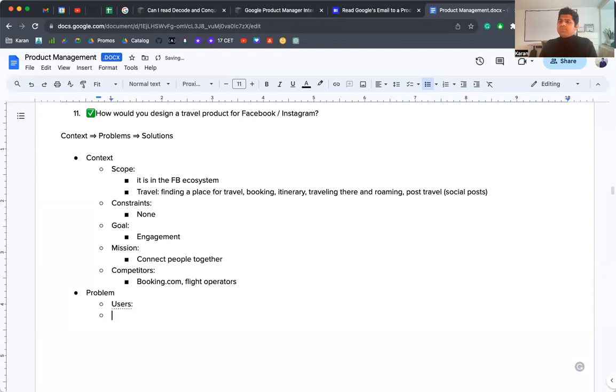Okay, now in the problem space, let's start with the users. Then we will move to pain points, and then we'll also prioritize our pain points.